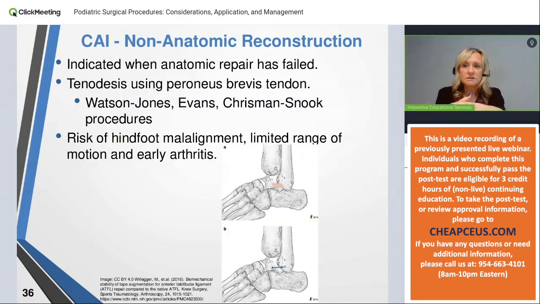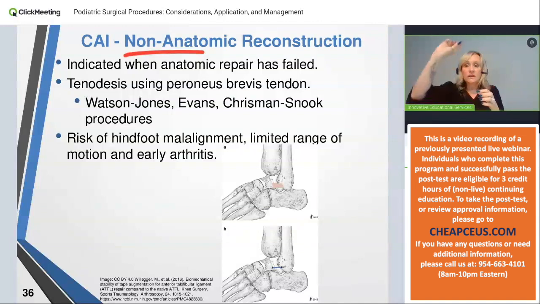If that repair fails or is not an option for the patient, then they go to a non-anatomic reconstruction. This is where they're going to utilize instead something in that local area. They're going to take a tendon from a muscle that is in the foot and ankle, and they're going to leave its origin attached and take its insertion off and move it to function as a ligament. So in these non-anatomic repairs, you're going to have a muscle that's going to function as a ligament instead. That's why they're calling it non-anatomic. There are several different names: Watson-Jones, Evans, Chrisman-Snook. They all have different names.